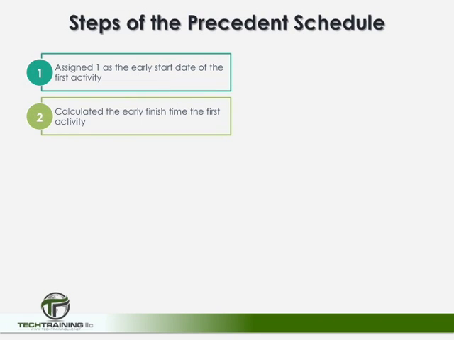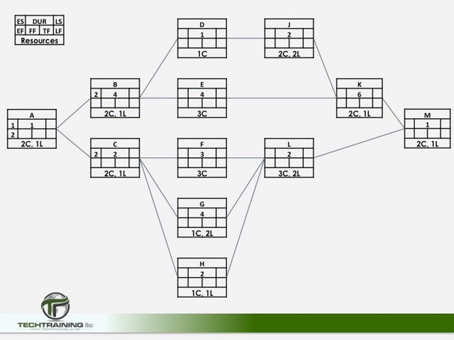So all we've done is steps 1 and 2, which you see here, and now we're going to move forward and calculate the early start and early finish of all the activities. This is the forward pass. So our next step is to calculate the early start times of activities B and C. The reason that we can calculate these early start times is because activity A is complete. The early start time of activity B is going to be 2, and the early start time of activity C is going to be 2. These early start times are coming from the early finish time of activity A.